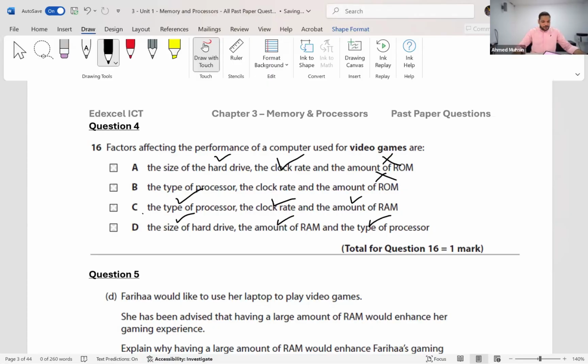Now guys, what's the difference between answer C and D? Size of hard drive and clock rate, isn't it? Which is more important? Your processor, right? Your clock rate is more important than the size of your hard drive. So you go with answer C, because the clock rate is more important. The speed of your processor is more important than the size of your hard disk. Okay? In this context, C is correct because there's only one correct answer. D is wrong. C is correct. Mark only the correct answer. Okay?